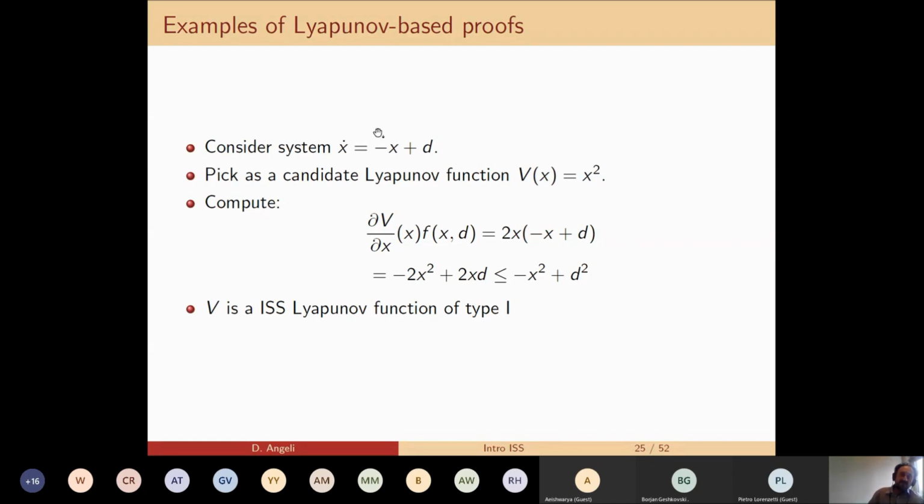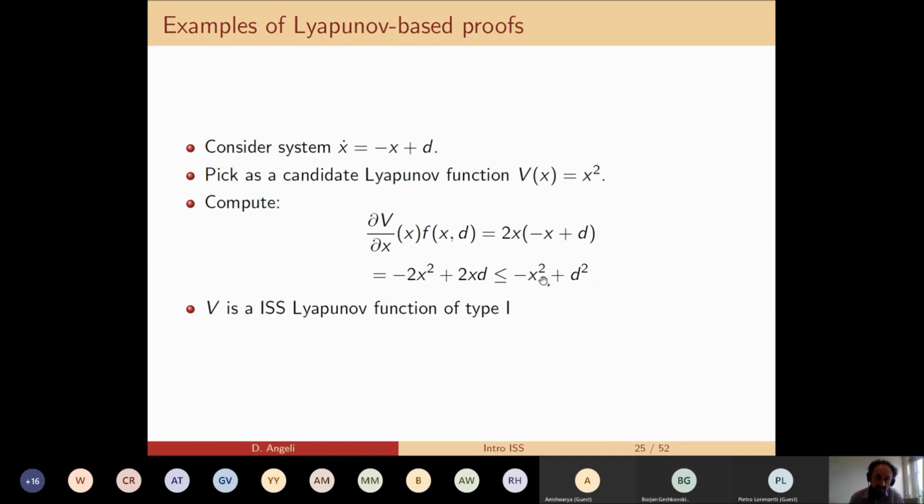You've got your simplest possible system, x dot equal minus x plus d. You take your favorite Lyapunov function, x squared, and compute the derivative, 2x times (minus x plus d). So you develop this, you've got minus 2x squared, and as often happens in ISS computation, you again get something which is a cross-coupling between x and d, and then you have to work hard using inequalities in order to maybe decouple the x part from the d part.